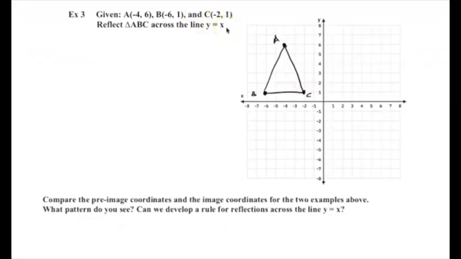Y equals x would be, right, plus 0. You start at 0, go up 1 over 1. That's going to be kind of this. That's my y equals x line. And that's what we want to flip it across. How are we going to do this one when it's a diagonal?